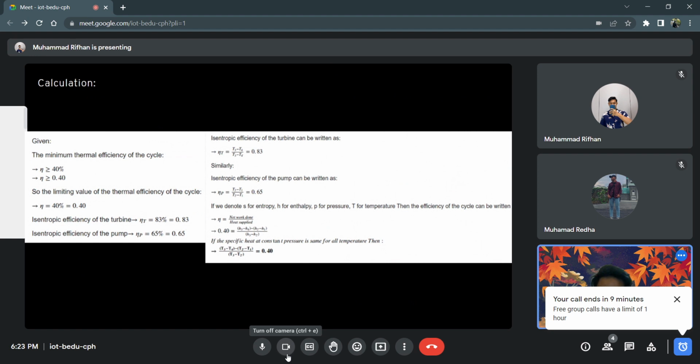and then the efficiency of the cycle also can be written as net work done over heat supply. And then it equals 0.4, equal to H3 minus H4 minus H2 minus H1 over H3 minus H2. And if the specific heat at constant pressure is the same for all pressures, then T3 minus T4 minus T2 minus T1 over T3 minus T2 equals 0.4. And next.